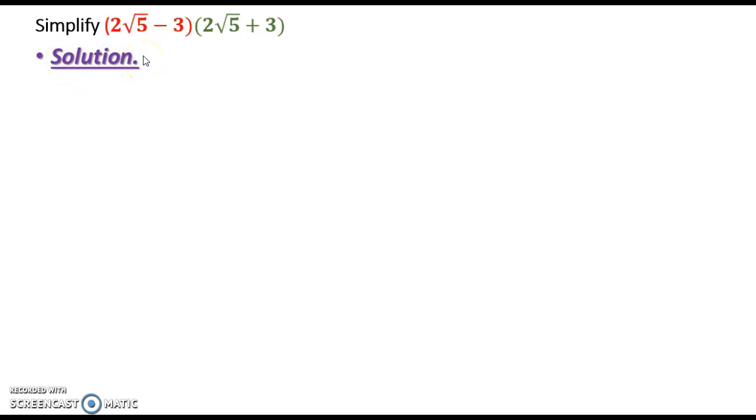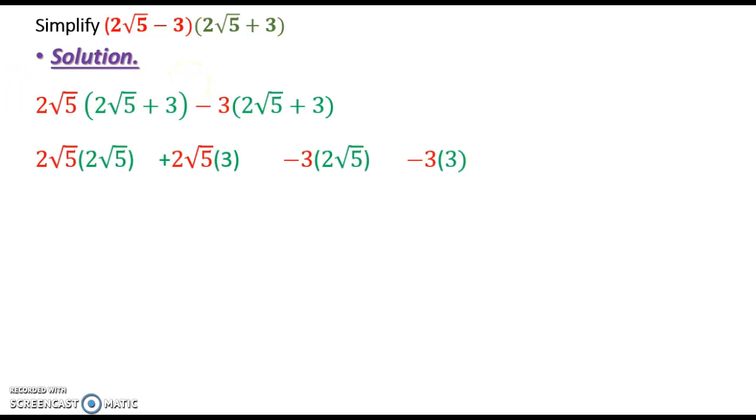Like any other question where we have to expand brackets, we split the first bracket and double the second one. And so we get 2 root 5, that's that one, multiplied by 2 root 5 plus 3. Then our minus 3 multiplied by 2 root 5 plus 3, the whole bracket here. So then we multiply the first by the first, so it's 2 root 5 by 2 root 5. Then 2 root 5 by 3, and that's there. Then our minus 3 by 2 root 5 is there, and our minus 3 by the plus 3 is there.